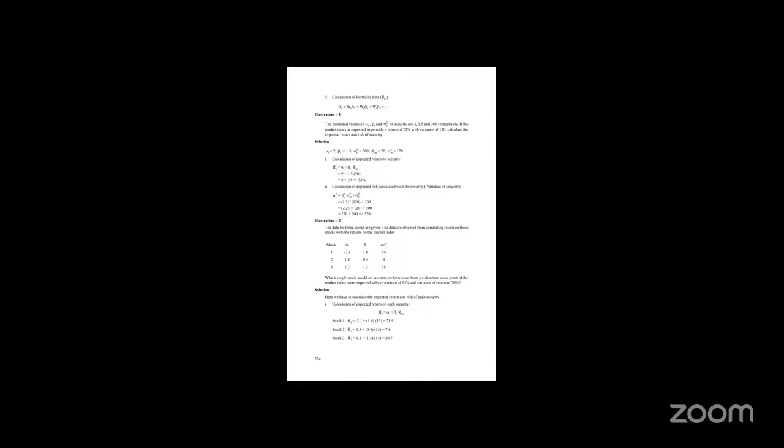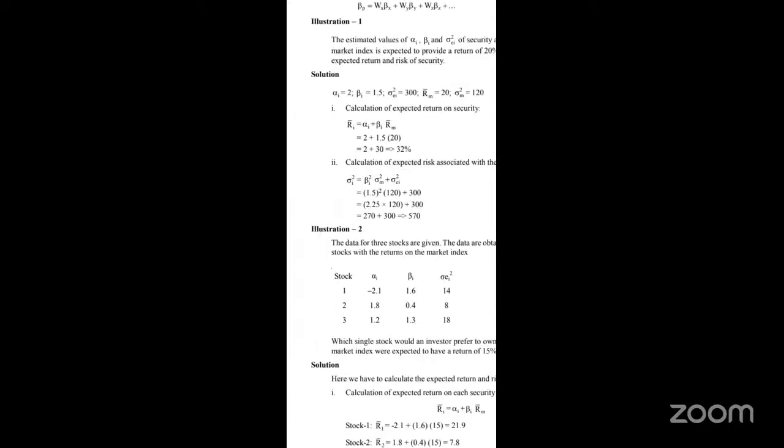We estimate the values of alpha, beta, and sigma of the security to be 2, 1.5 and 300 respectively. If the market index is expected to provide a return of 20% with a variance of 120. With this, we have to calculate the expected return using the single index model. So what have they given? Alpha 2 and beta 1.5, and the risk is 300. Return on market 20%, and the risk on market they have given as 120. So with this, we have to evaluate the expected return on the security by using the single index model. So what is the model? The single index model formula: alpha plus beta into return on market. Alpha is 2, plus beta 1.5 into return on market, which is 20.